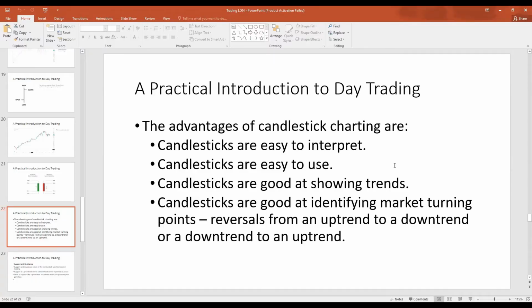Candlestick charts carry several advantages. They are easy to interpret. They are easy to use. They are very good at indicating trends. And they can highlight if the market is going up or bullish. And this can highlight if the market is going down or becoming bearish. Candlestick charts can also indicate if there's a change in the trend. They can show if there's an upward trend and the trend has changed to a downtrend. They can also show when downtrends change to uptrends.